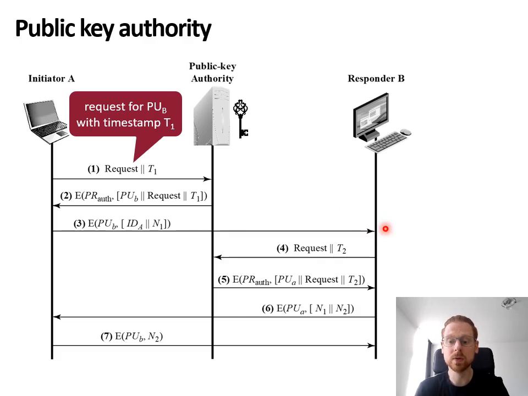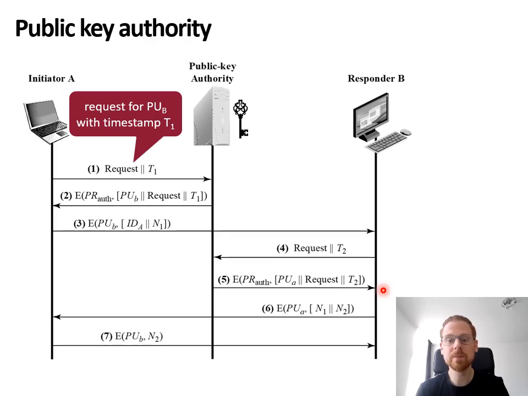B will be the only one that is able to decrypt this message because you need the private key of B to decrypt it, and can then see that A wants to exchange public keys with B. B will send a similar request with a timestamp to the public key authority and receive back a response with the public key of A.